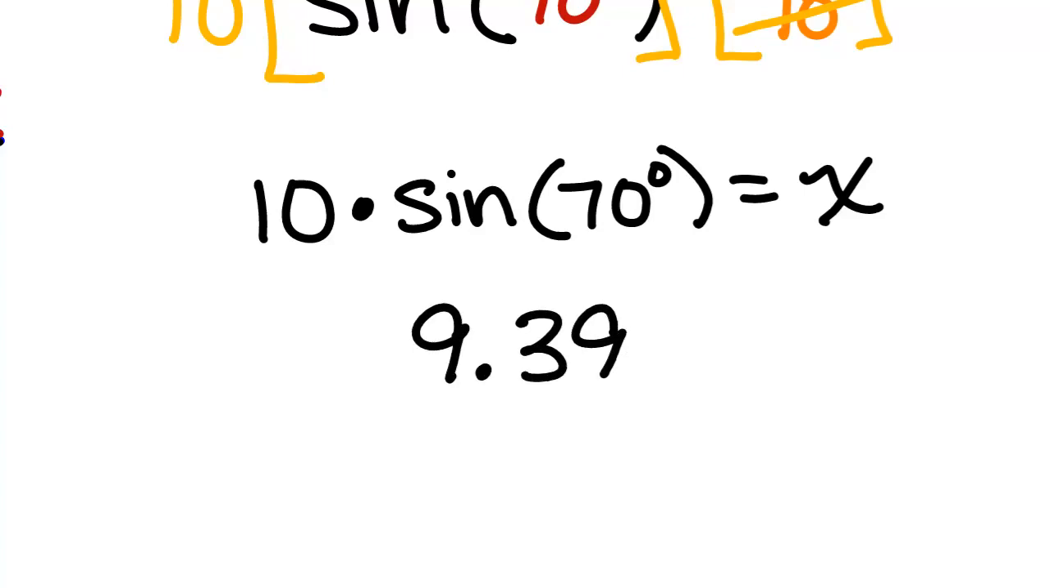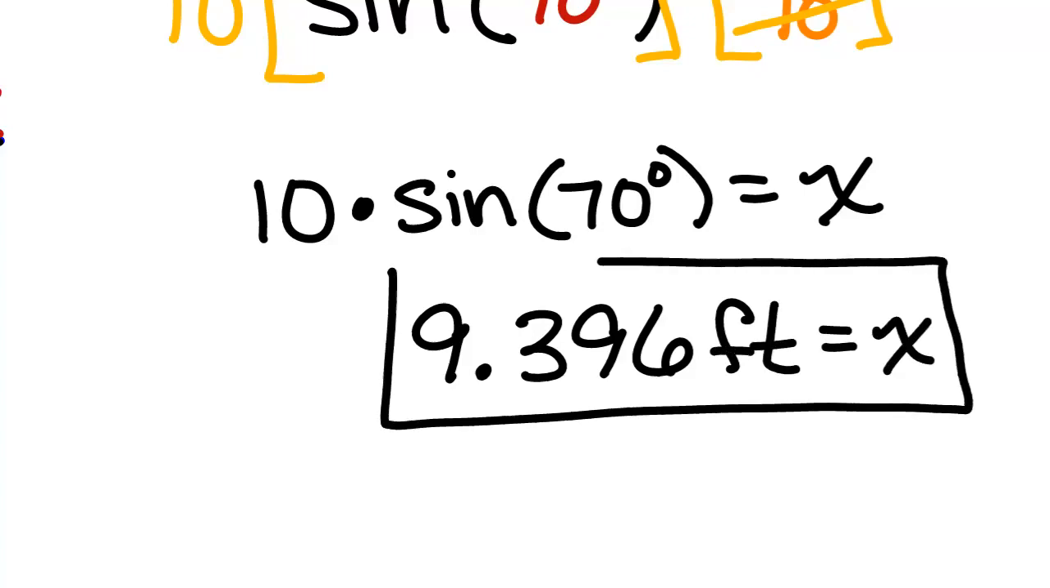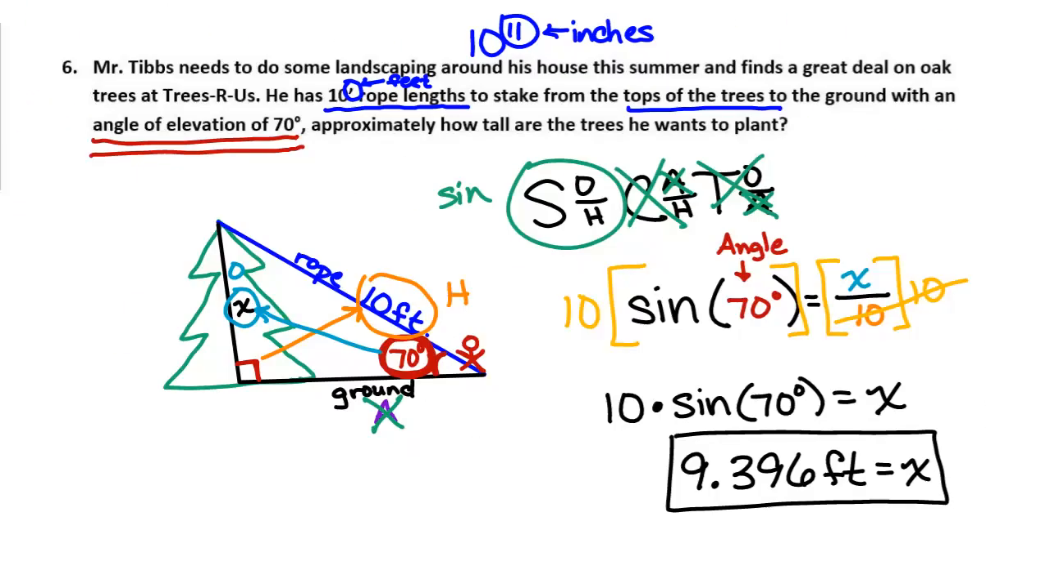You said 9.396? What kind of units should we put with that since it's a story problem? Feet. You can do it with FT, or you could do it with that one little dash mark. Both of those mean feet. Now we are done. Yep.